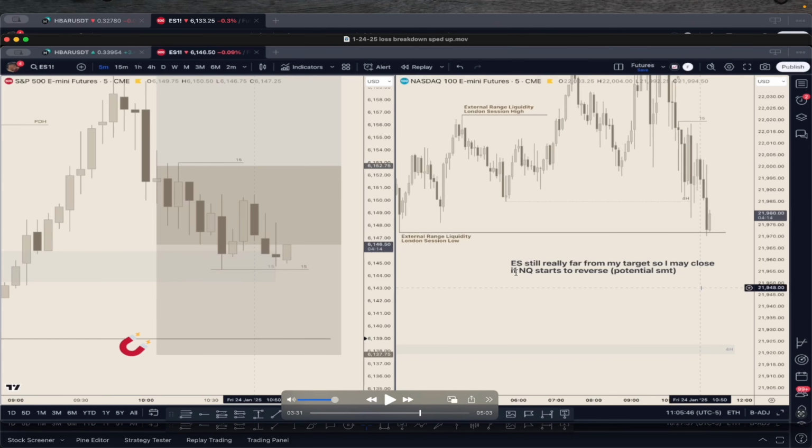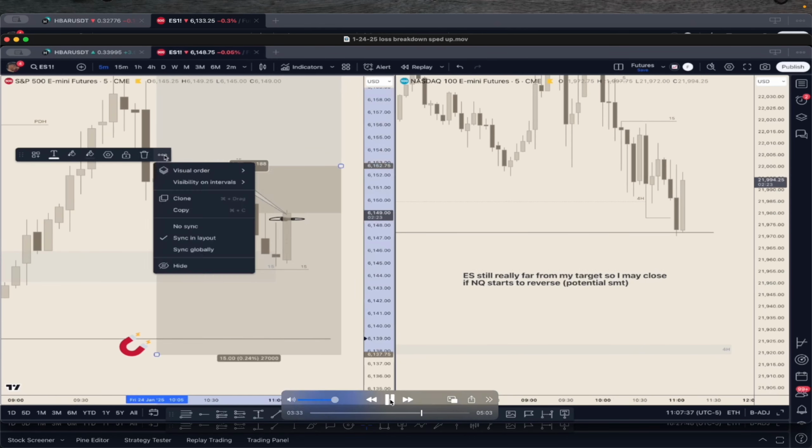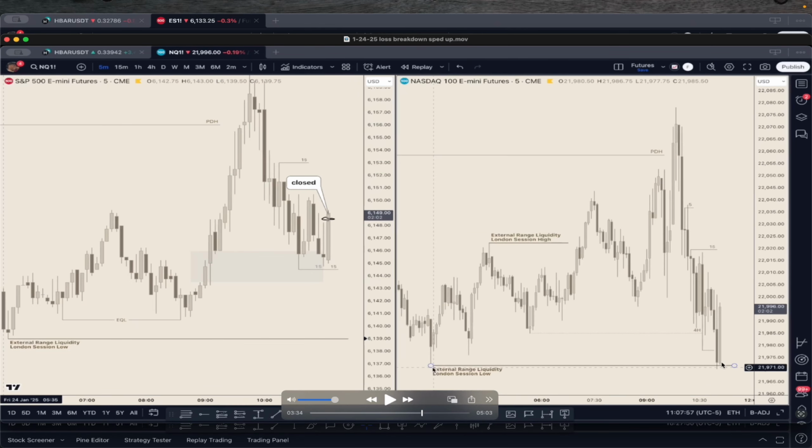So in the notes, I said ES still really far from my target, so I may close if Nasdaq starts to reverse, potential SMT. And to me, this is exactly what happened. So I closed out of my trade on this bullish candle right here on Nasdaq. I closed out of my trade on ES.